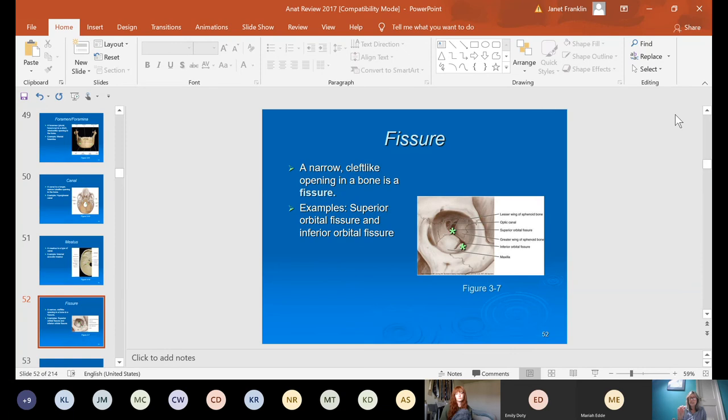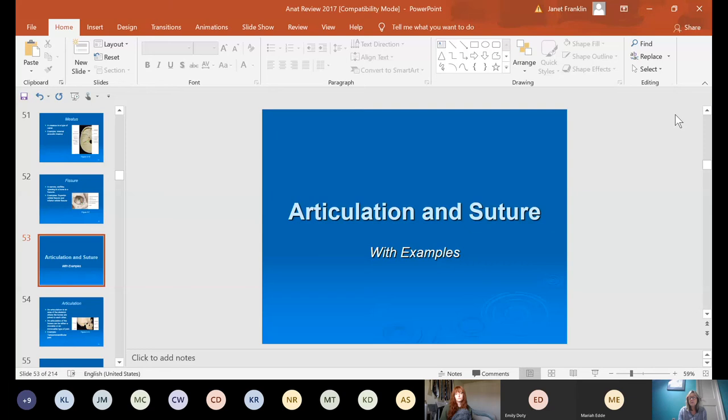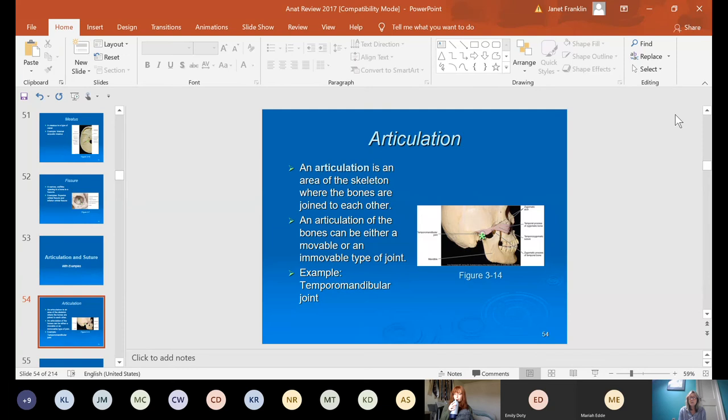Articulation and sutures. An articulation is an area of the skeleton where the bones are joined to each other. So your main articulation where the bones are joined to each other is the TMJ. You've got the mandible that comes up, you've got the temporal bone where they join, and they can be either movable or immovable. In this case, it's movable.